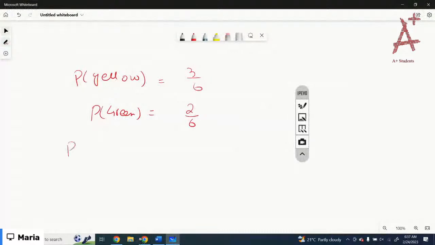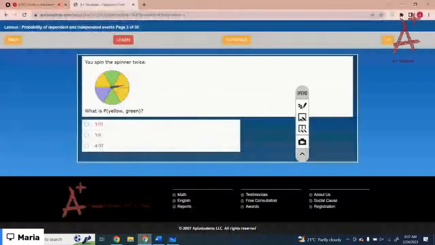Got it? So you have to calculate the probability of yellow and green. You just multiply them, 3 by 6 times 2 by 6. Got it? 3 times 2 is 6 and 6 times 6 is 36. You can divide both numerator and denominator by 6, so it would be 1 over 6. That means the probability of getting yellow and green is 1 over 6. Got it? 1 over 6 it is.